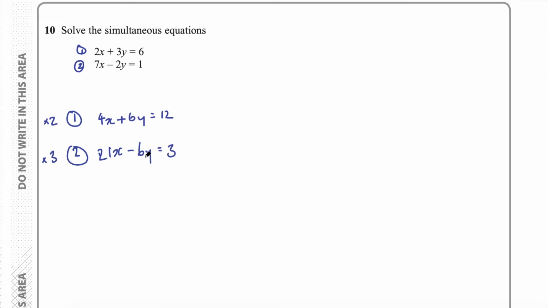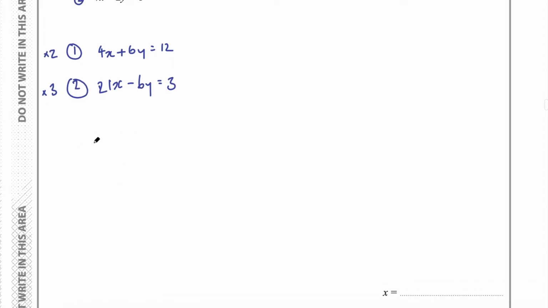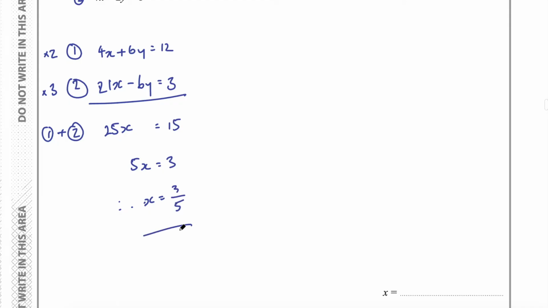Now I have a plus 6y and a minus 6y. If I add these equations together, that will cancel the y variable from those equations. I'll just be left with an x, and then I'll be able to solve for x. Okay, so what I'm going to do is add 1 to 2. 4x plus 21x, that's 25x. Plus 6y plus minus 6y, that's going to be 0. They cancel each other out. And then 12 plus 3 is 15. Then I could divide by 5, so this is going to be 5x equals 3. So therefore x equals 3 on 5. Okay, I've solved for x.